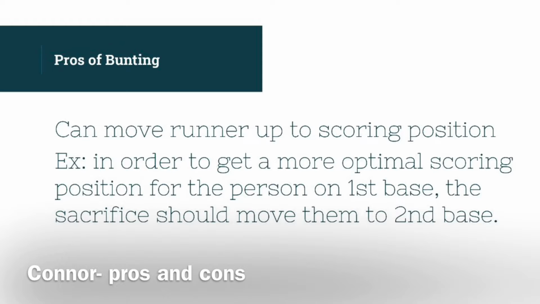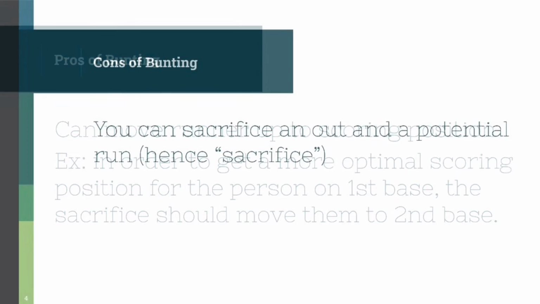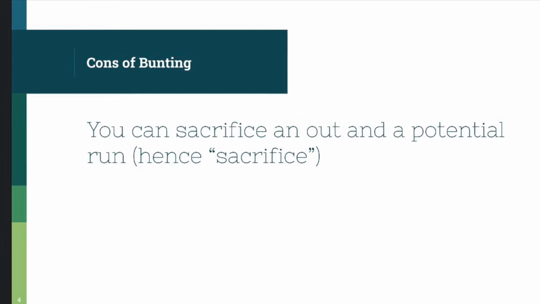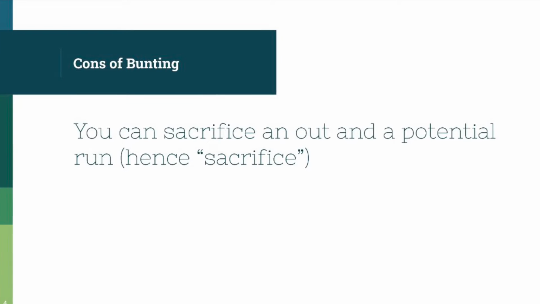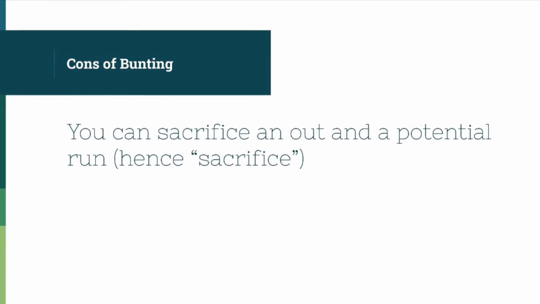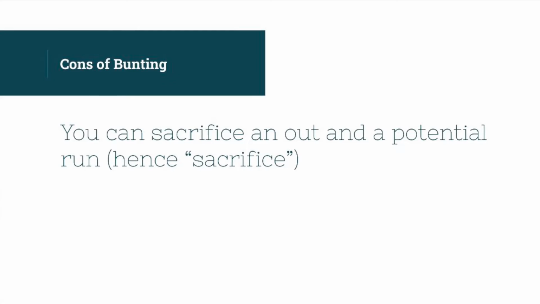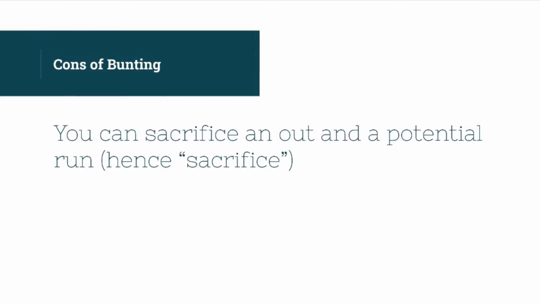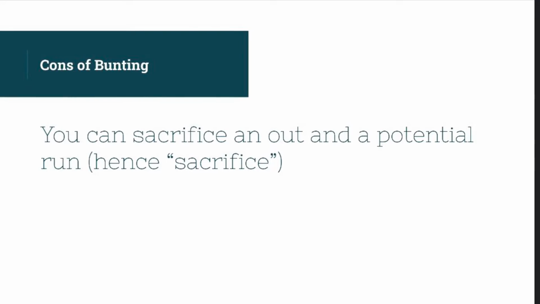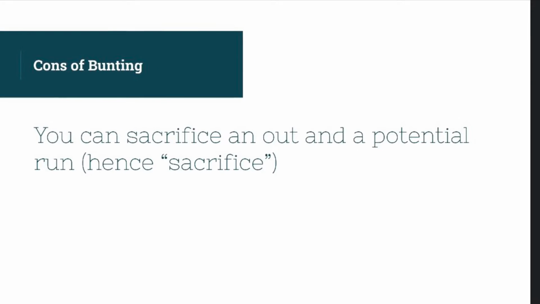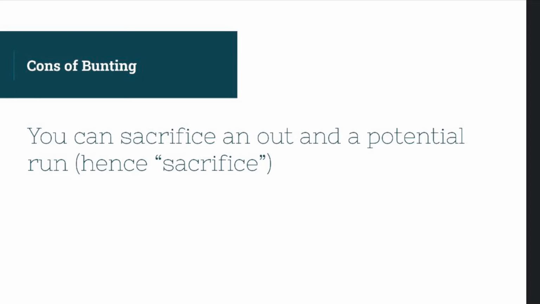So say the runner is at first base and you want to get them into a more optimal scoring position, you move that sacrifice bunt will move the runner to second. With that, there is a con when moving the runner up. You're sacrificing an out and a bat and potentially a run because you're basically taking the bat out of the player's hands by making them lay a bunt down. While it could be good as you're moving the runner into scoring position, you're also losing an at-bat and also losing a run potentially, but you're mainly giving the other team an out.